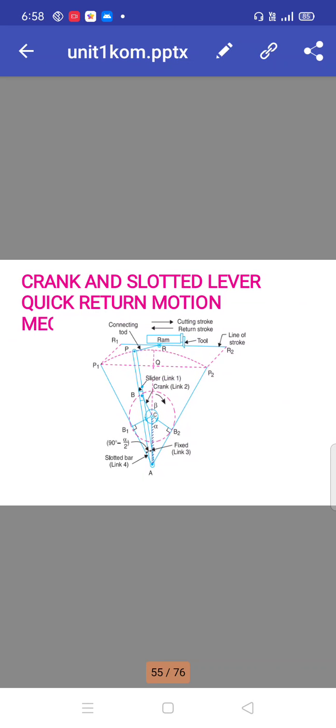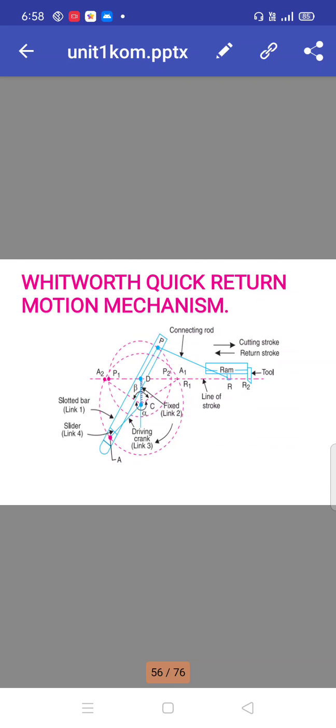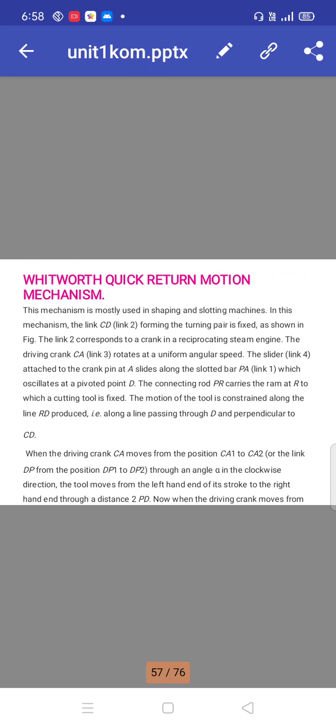Crank and slotted lever quick return motion. Whitworth quick return motion. The Whitworth quick return motion mechanism is mostly used in shaping and slotting machines. In this mechanism, the link CD forming the turning pair is fixed. The link 2 corresponds to the crank in a reciprocating steam engine.